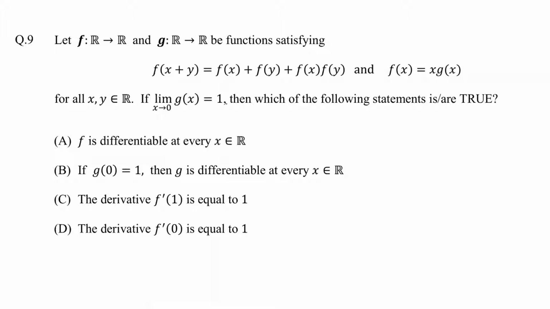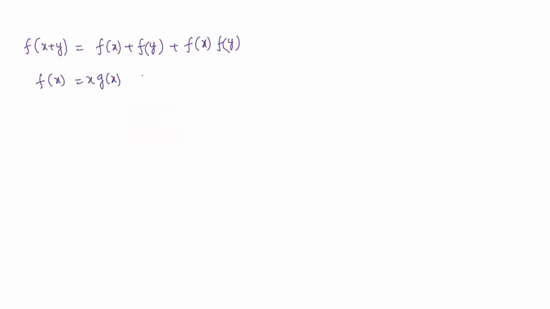So first we need to talk about the differentiability of the function f(x). So let's start with that. So let me write all the given relations. f(x+y) = f(x) + f(y) + f(x)f(y). The second relation is f(x) can be written as x g(x). And the third relation is limit x tends to 0, g(x) is going to be equal to 1. Okay. So first let's talk about the differentiability of f.